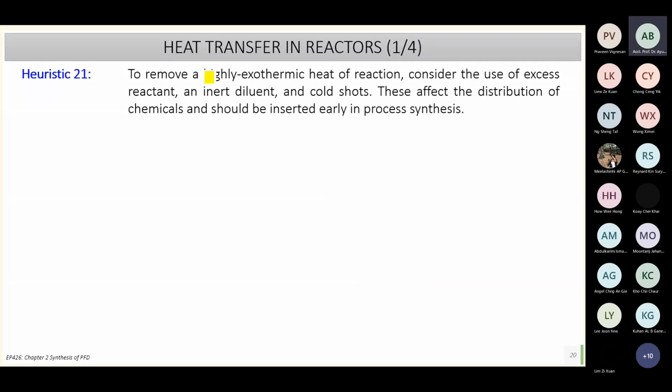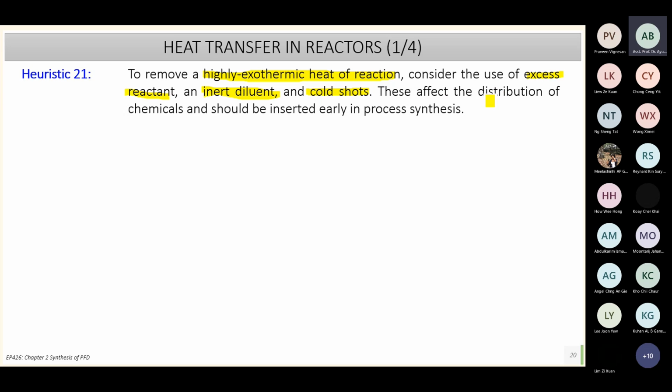To remove a highly exothermic heat of reaction, when your reaction involves a highly exothermic reaction, you can consider using an excess of reactant, or an inert diluent, that means an inert that is diluting the reaction. Or you can also use cold shots to reduce the temperature of the reactor, to control the temperature to a safer temperature.